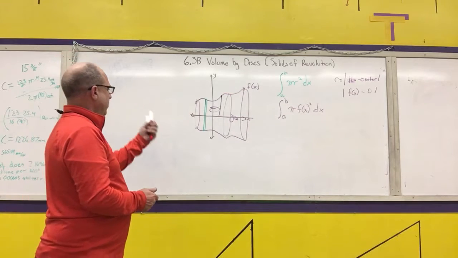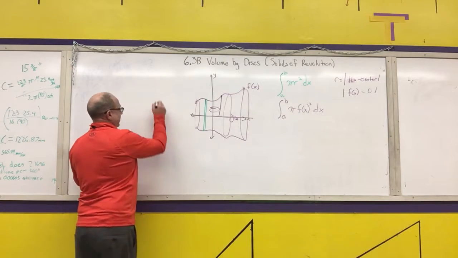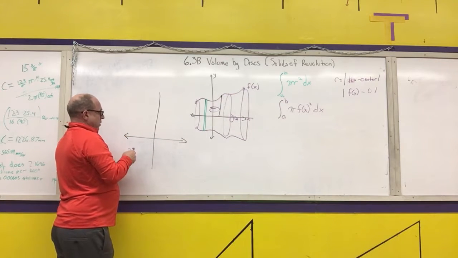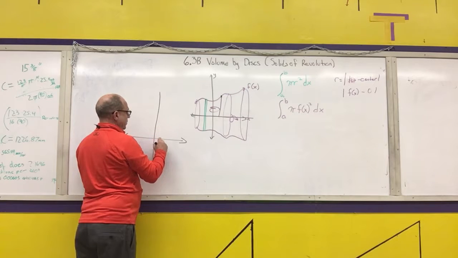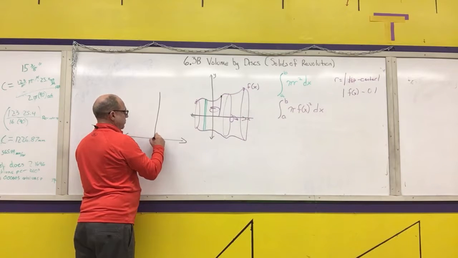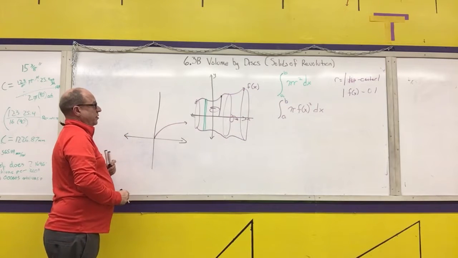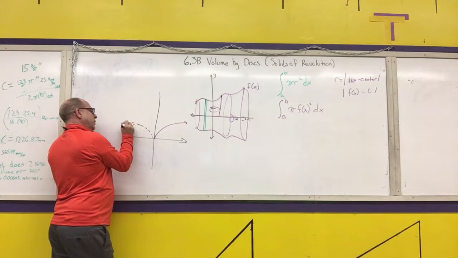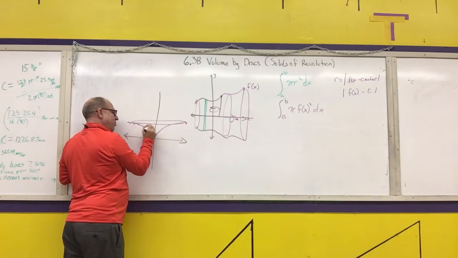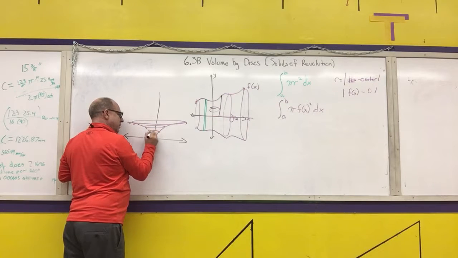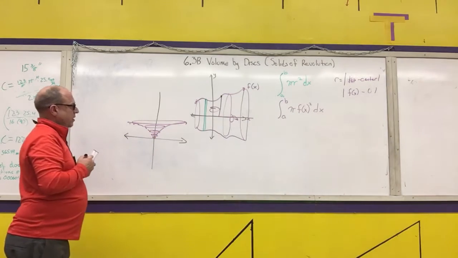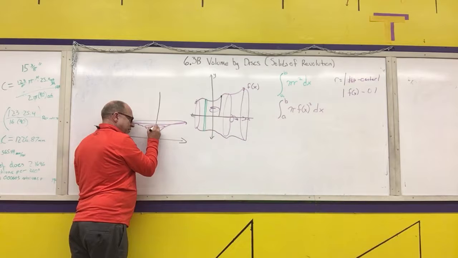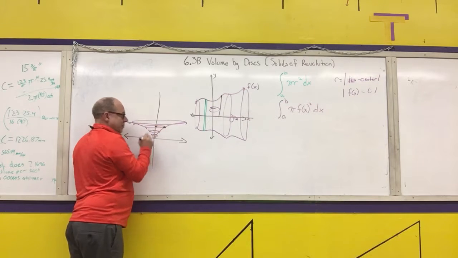I also said that I can rotate that solid around the y-axis. So I'm going to, again, just draw an arbitrary function. Let's just do something that looks almost like the square root function. I'm going to rotate this around the y-axis. It's going to give me that part. And I end up with a whole bunch of circles. And again, in this one, my radius is the distance between the center of rotation and that curve.